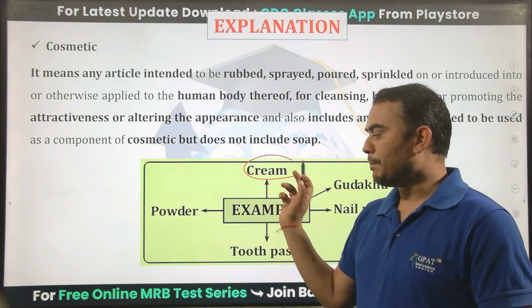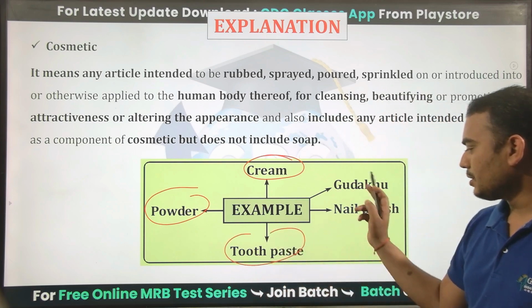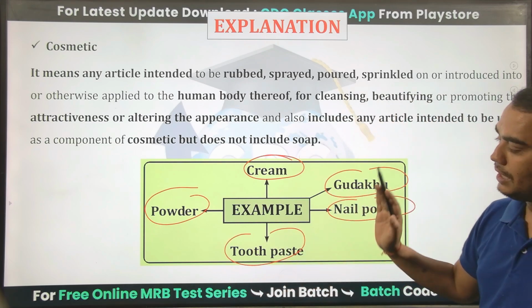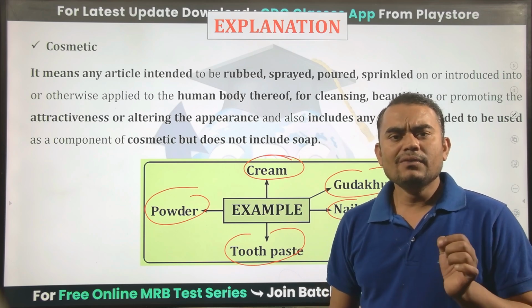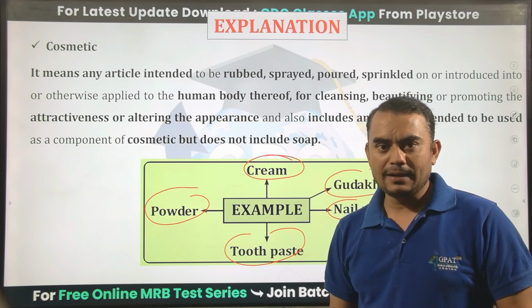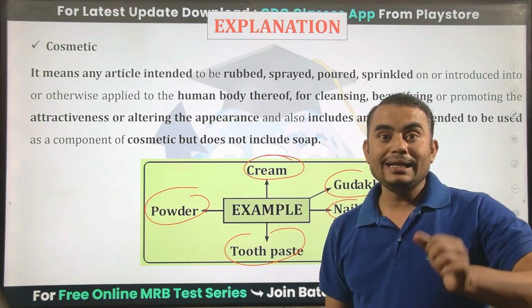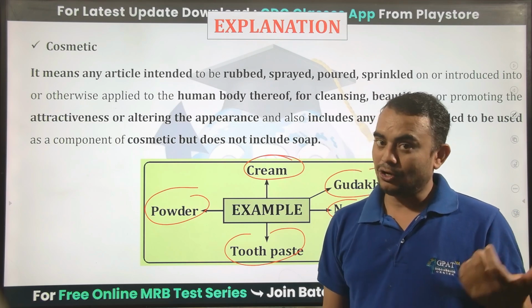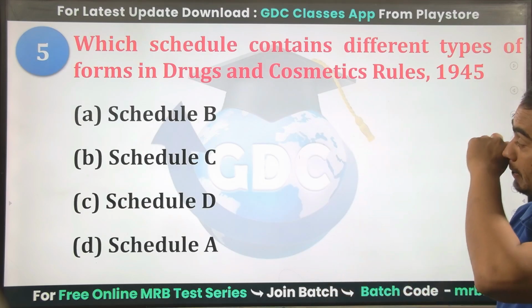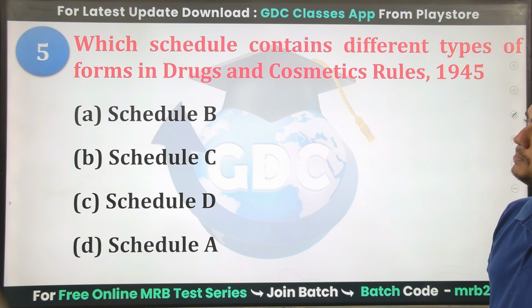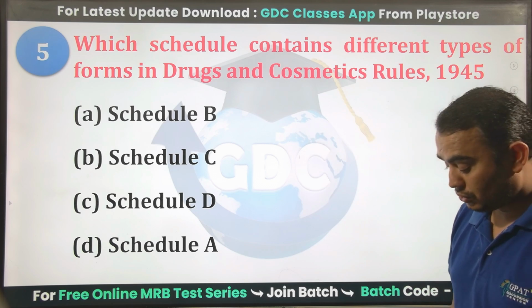So cream, powder, toothpaste, gutka, nail polish, these all come under cosmetic. Cosmetic means those substances which are used to beautify or provide a good appearance to our human body. So that is cosmetics. Which schedule contains different types of forms in the Drug and Cosmetic Act rules 1945?